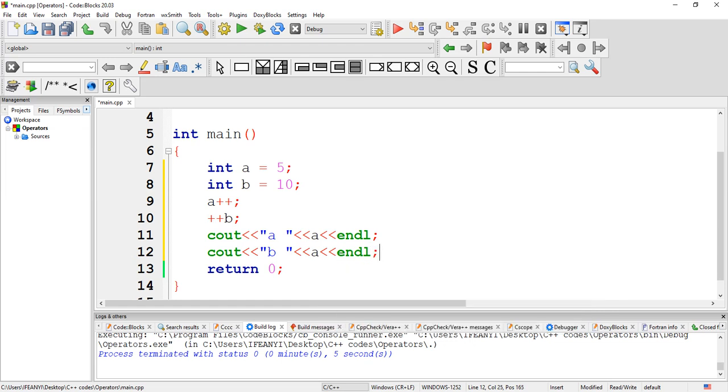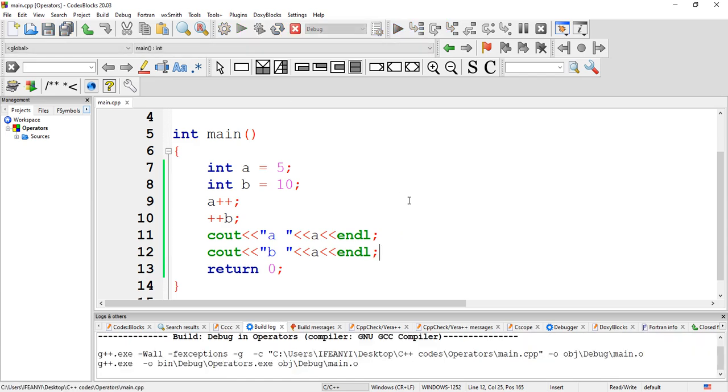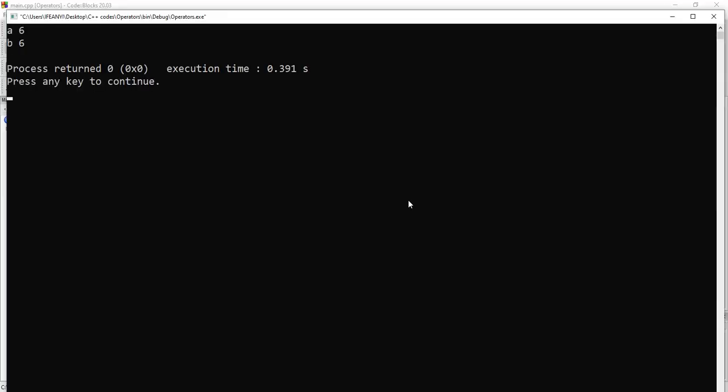We said that when a++, which is the postfix, or ++b, which is prefix, are on their own, they actually mean the same thing. They actually mean increase by 1. So when we run this program, we expect to see that a is 6 and b is 11. Both were increased by 1. Whether it is postfix or prefix, increment took place.